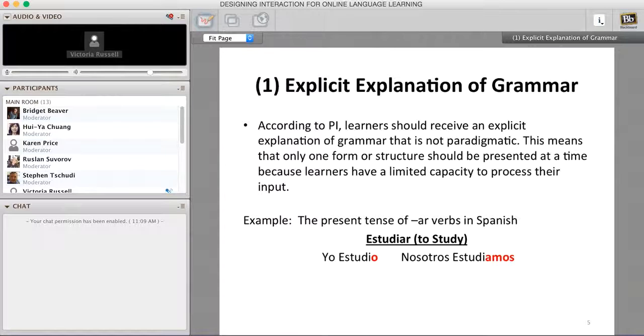However, with processing instruction, grammar instruction should be non-paradigmatic because we're human beings. We have a limited capacity to process our input. Learners can only take in and process so much new information at one time, which is really about 7 to 9 chunks. In the example on this slide, only the first person, we see the singular and the plural of the first person of the verb estudiar in the present tense, is presented to the learners.